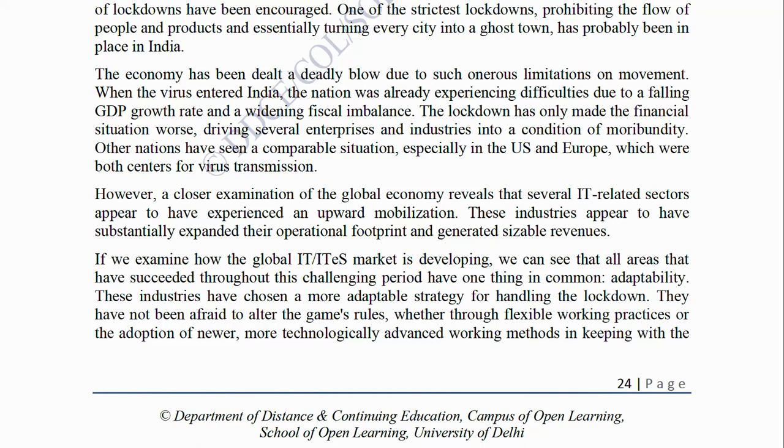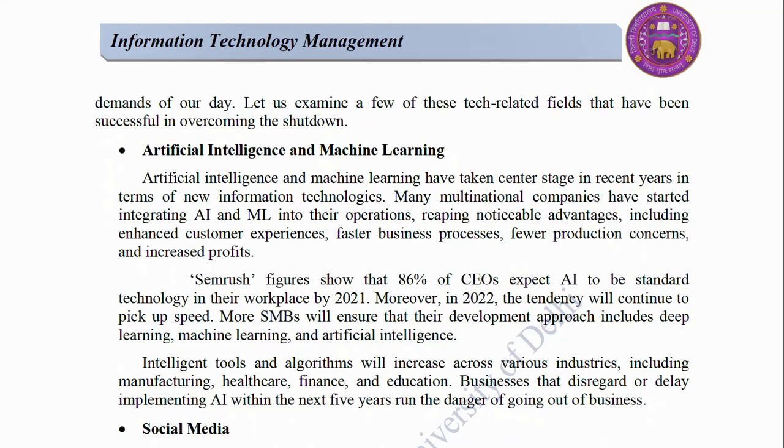If we examine how the global IT and ITES market is developing, we can see that all areas that have succeeded throughout this challenging period have one thing in common: adaptability. These industries have chosen a more adaptable strategy for handling the lockdown. They have not been afraid to alter the game's rules, whether through flexible working practices or the adoption of newer, more technologically advanced working methods in keeping with the demands of our day. Let us examine a few of these tech-related fields that have been successful in overcoming the shutdown.